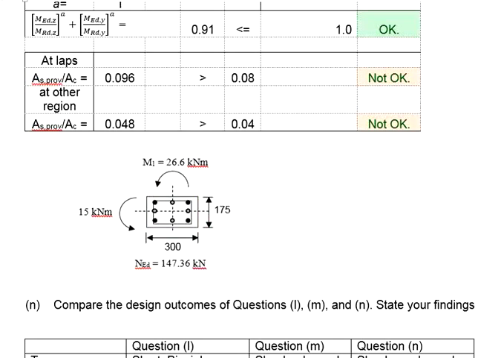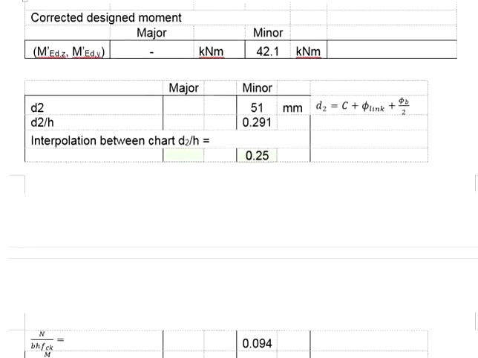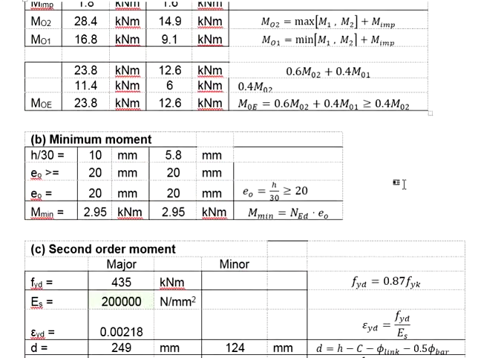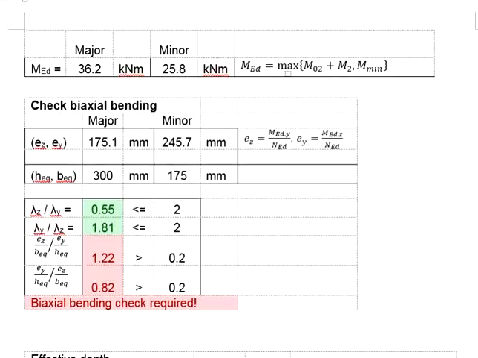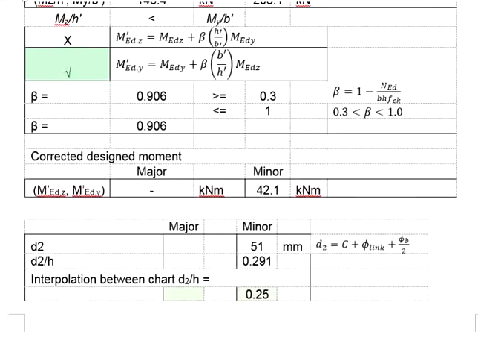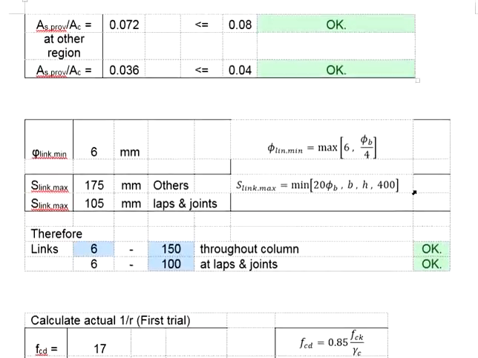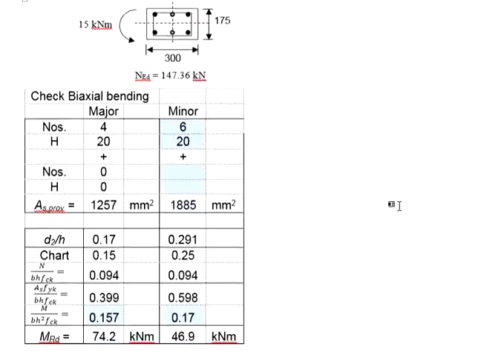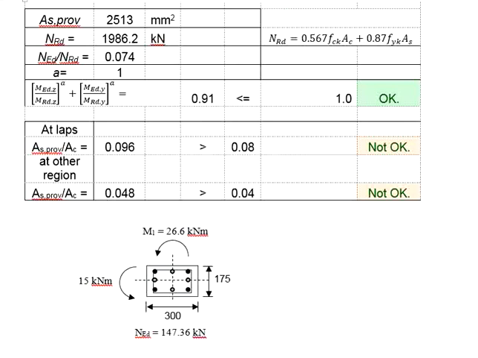Now, if you choose to redesign the sections, such as enlarging the column, that means you have to redo everything from the start. Designing for the nominal cover, determining the first order moment, minimum moment, second order moment, test the KR, correction factors, check the biaxial bending, work out the MED prime, and then propose the amount of reinforcement bar, check the maximum minimum bar limit, and eventually come to the biaxial bending checking. So the entire example needs to be repeated again if you are using a new section.